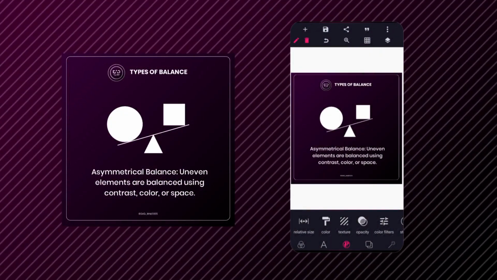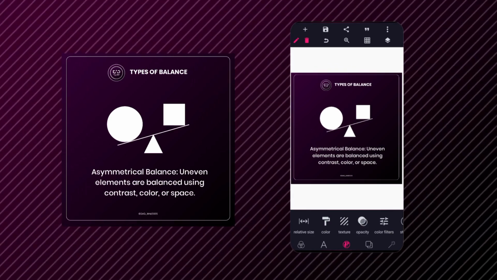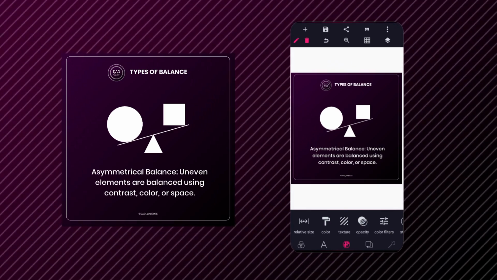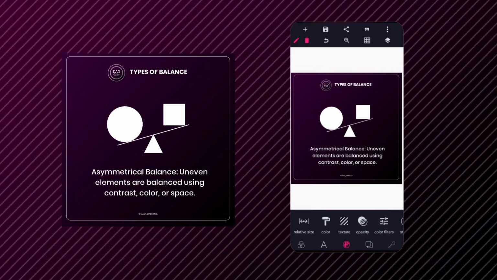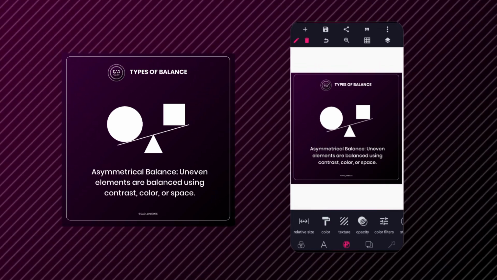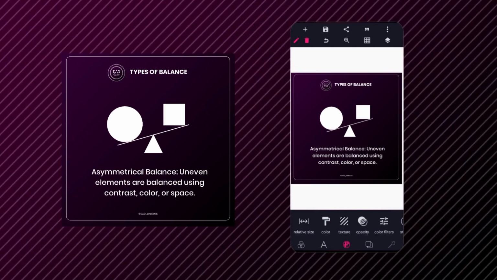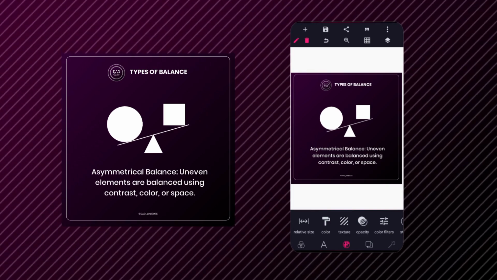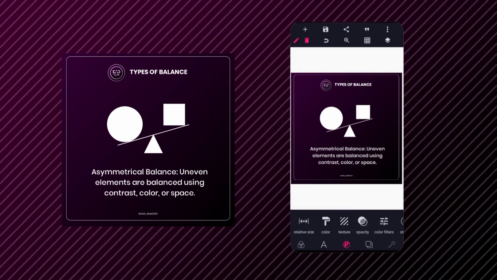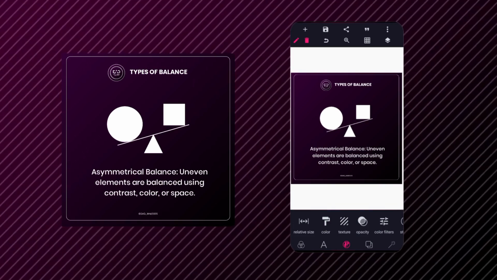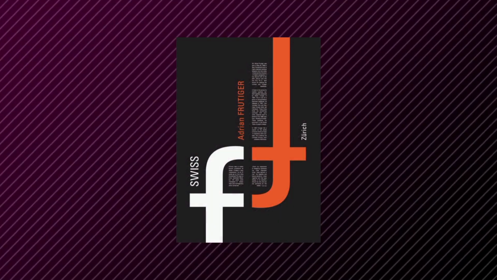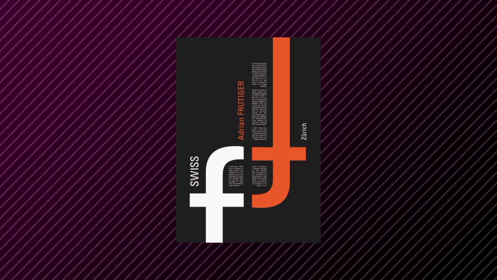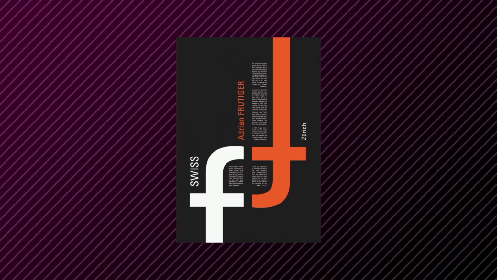Asymmetrical balance as the second one. Asymmetrical balance is when uneven elements are balanced using contrast, color, space, and we can also make use of sizes and positions. Let's take for example, when you have an uneven element and they are making the balance, check out this design now. You can see that there is a small F whereby we have a big F.